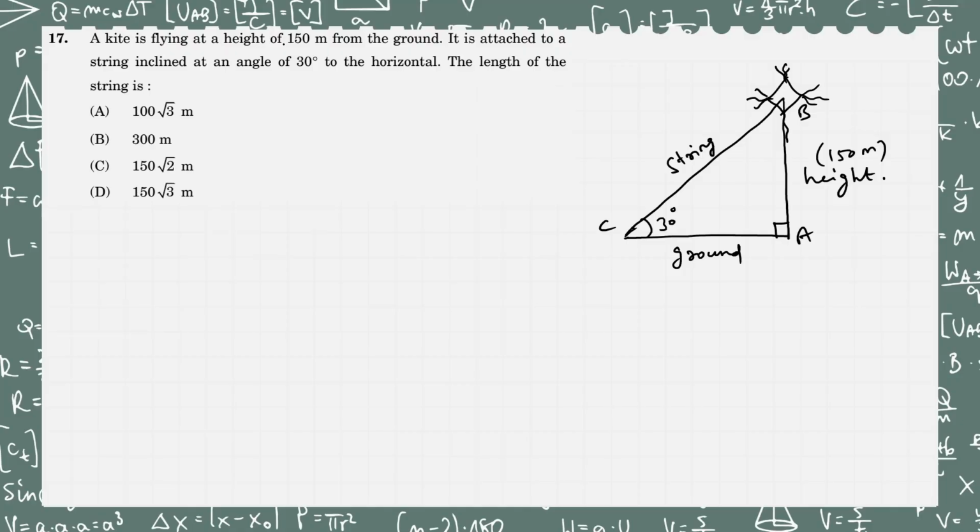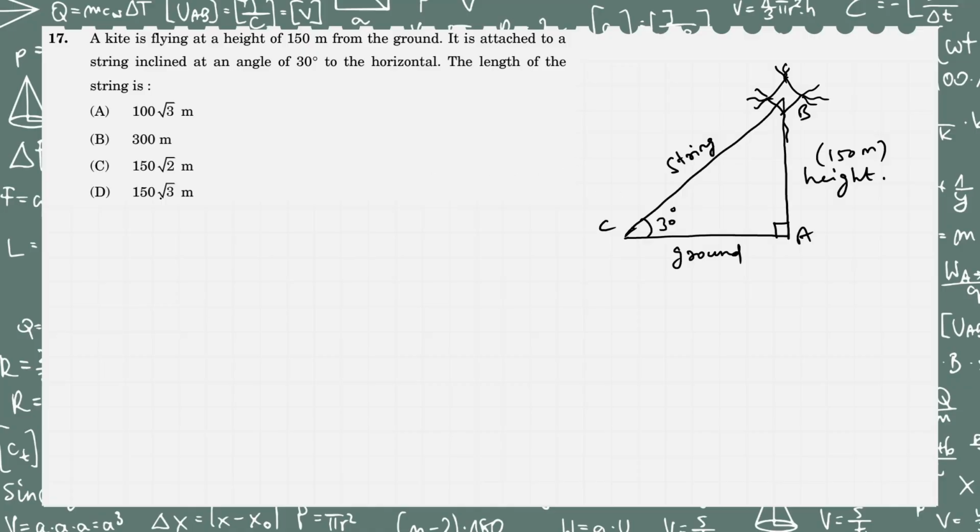A kite is flying at a height of 150 meters from the ground. It is attached to a string inclined at an angle of 30 degrees to the horizontal. The length of the string is. Suppose this is the kite and AB is the height of the kite, which is given to be 150 meters from the ground, and BC is the string to which the kite is attached, and that is what we need to find out. And the angle at which the string is inclined to the ground is given to be 30 degrees. So angle ACB is given to be 30 degrees. This is the given information.